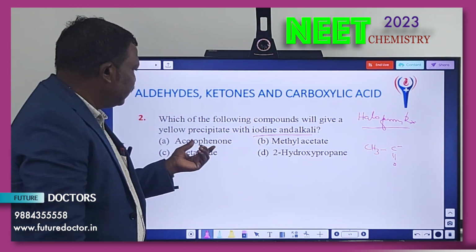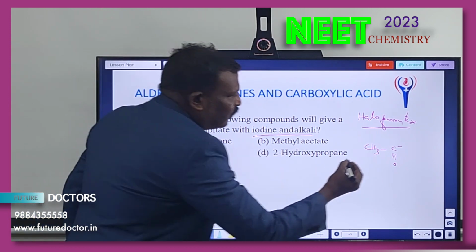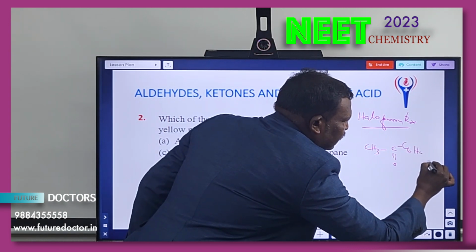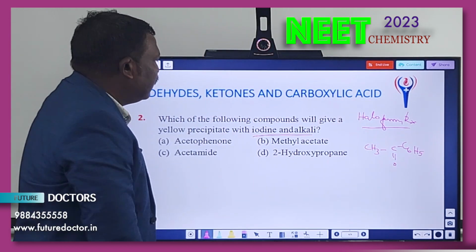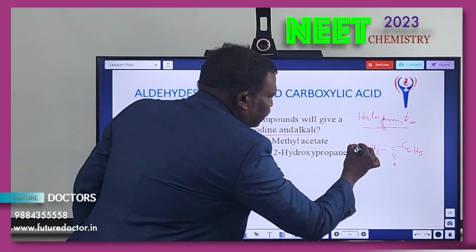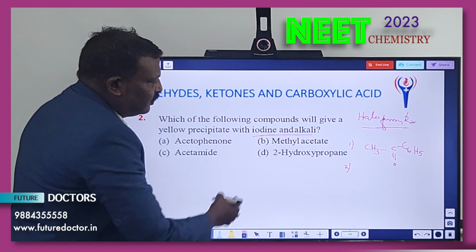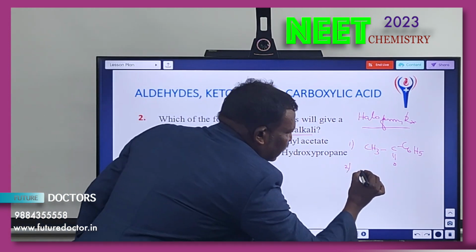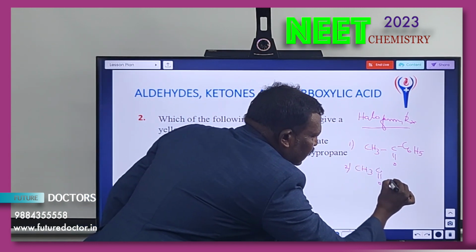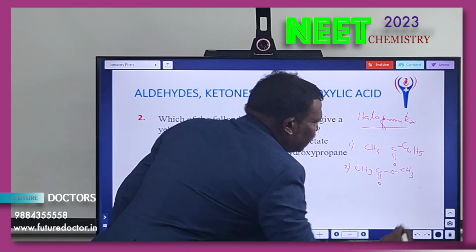So when you write this, what's the structure for acetophenone? CH3 C double bond O, then on the right hand side C6H5. This is the formula for acetophenone. It's the first one. Another one, what's the structure of methyl acetate? CH3, C double bond O, here O, then here CH3. It's the formula for methyl acetate.